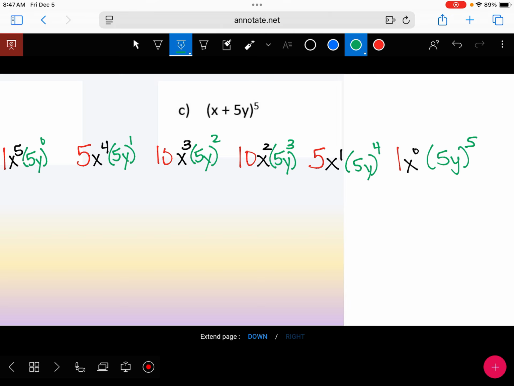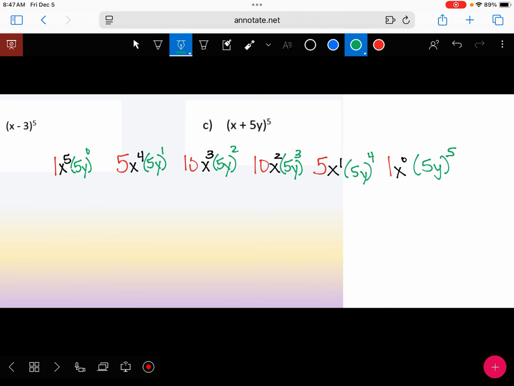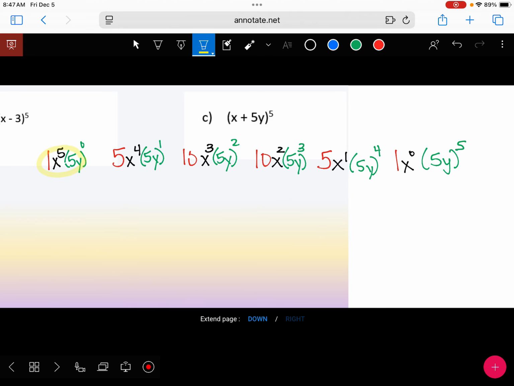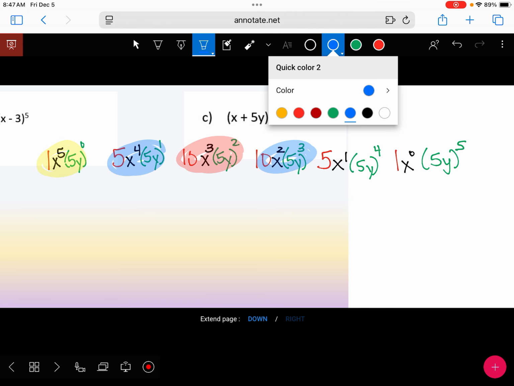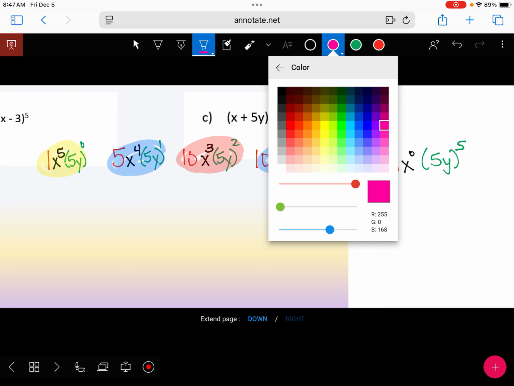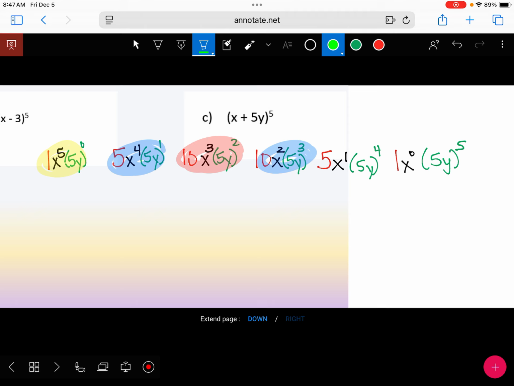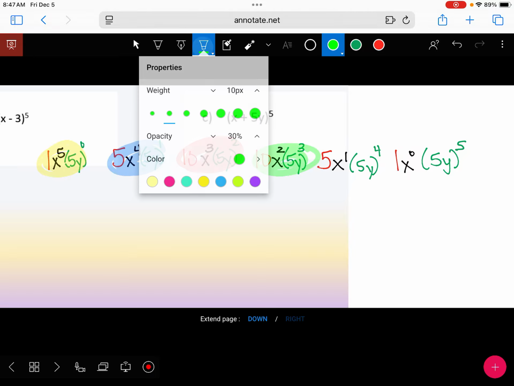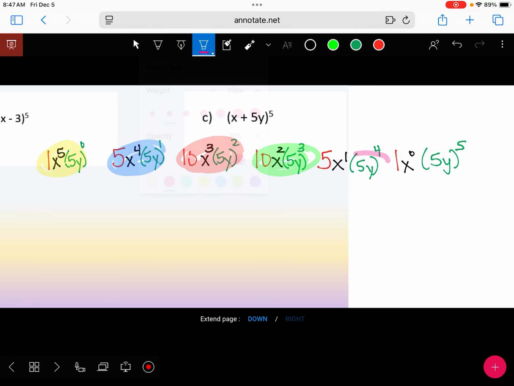And now you're just simplifying it. Just go one term at a time. This is your first term. Simplify it. See what you get. This is your second term. Simplify it. See what you get. This is the third term. This is the fourth term. I didn't mean to use the same color. This is the fourth term. This is the fifth term. This is the last term.